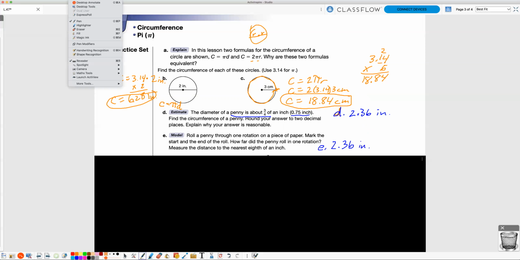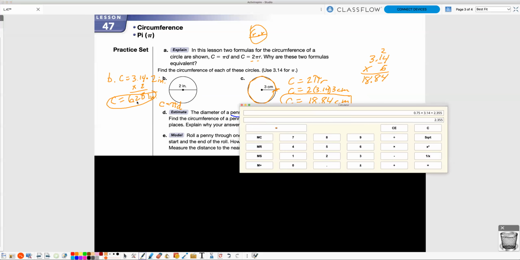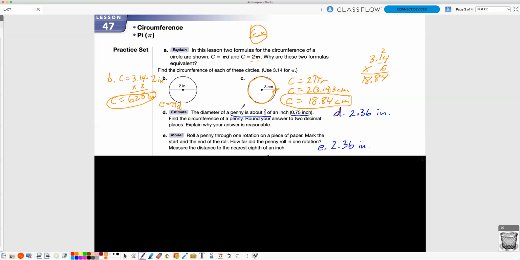In the textbook in this case, they said that it would actually be 2 and 3/8, and 3 divided by 8, you'll see, is 375 thousandths inches. So 375 thousandths would be pretty close. The distance to the nearest eighth of an inch would be 2 and 3/8 inches.